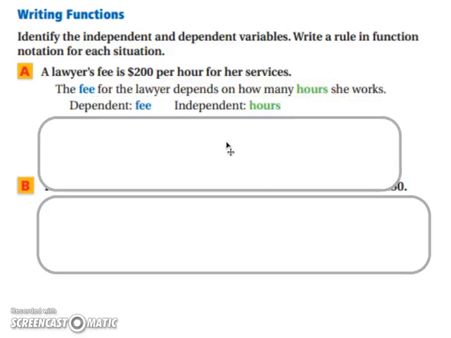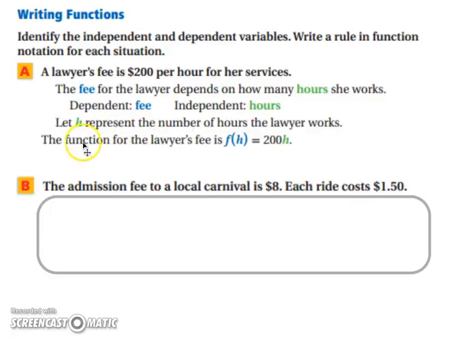And now we need to create the rule. So we need to pick a variable. So why don't we just go with H for hours. And let's look at writing the rule now. So the function for the lawyer's fee is f of h. So your y value, essentially. This also means your y value, in case you're wondering, equals $200 per hour. So if you inputted 4 hours, it'd be 200 times 4. And that would give you your output, which is your dependent.